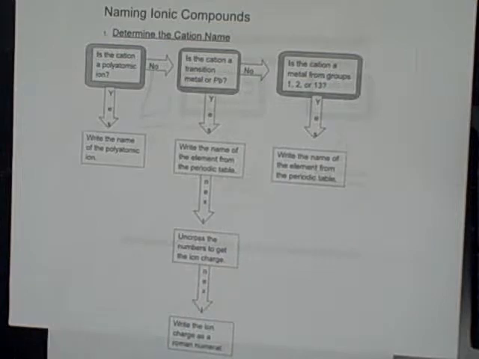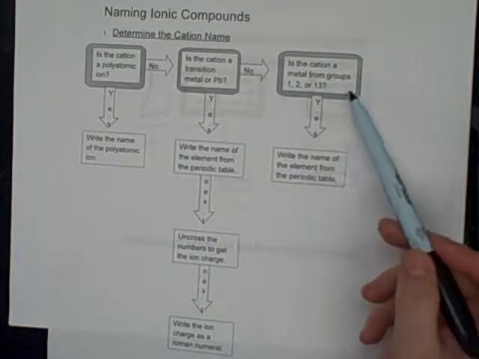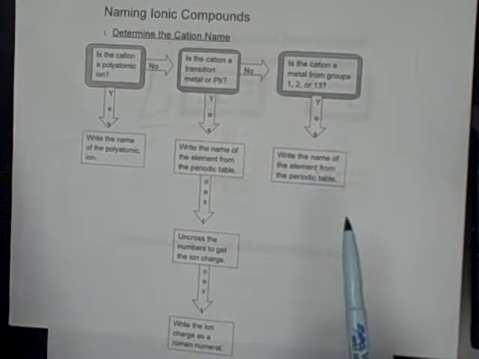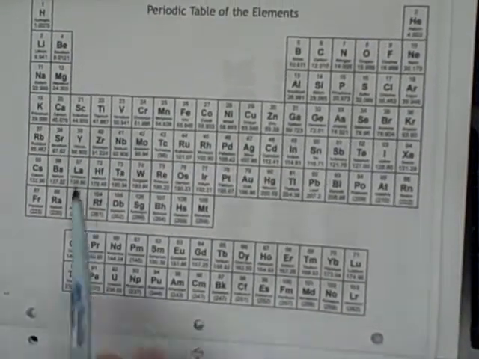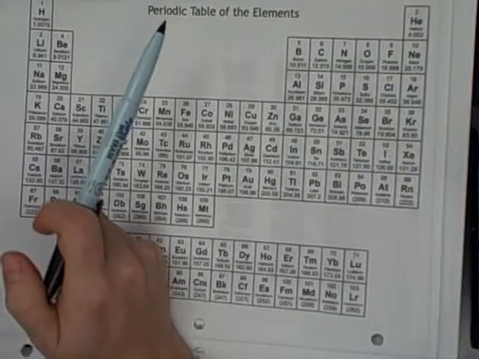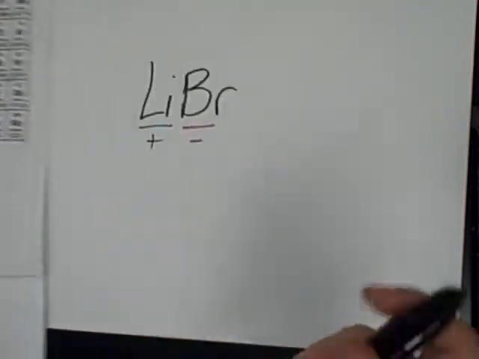Is the cation a metal from groups 1, 2, or 13? Yes, it is. So we move one down to the instructions, which say to write the name of the element from the periodic table. So the name of the element on the periodic table is lithium. So the first name of our compound is lithium.